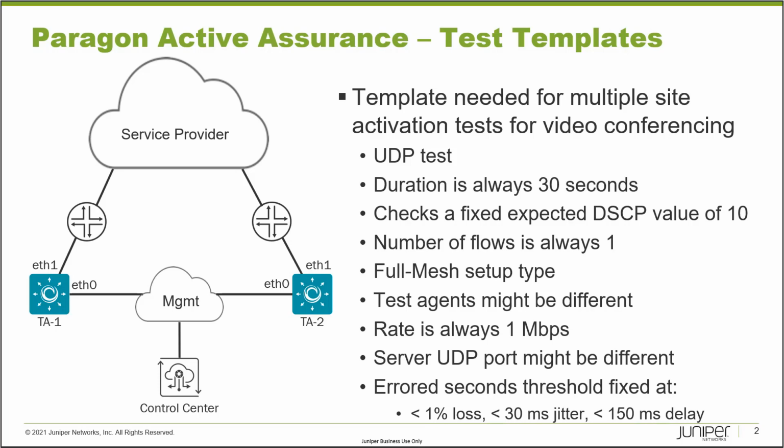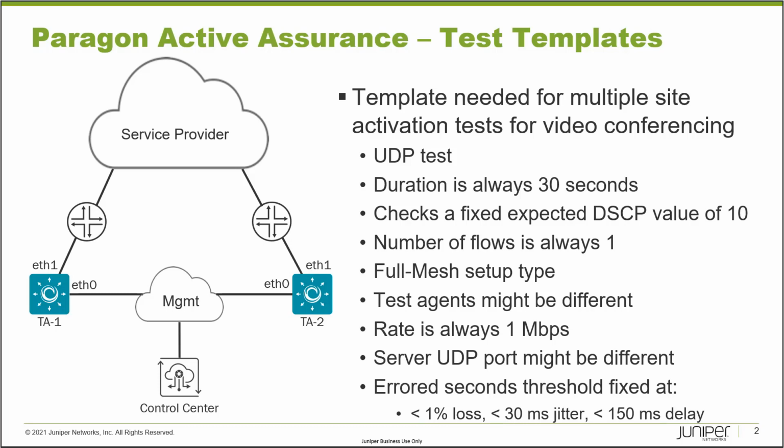And then the setup is going to be full mesh, and that's another static value. Now, test agents might be different. We only have the 2 test agents in my current setup, but say in the future we might be adding additional test agents. The topology only shows a couple of test agents here, but maybe we have a bunch of other test agents in different parts of the network. So the test agents might be different, and we need to set that to a dynamic value. The bitrate is always going to be 1 megabit per second, so that sounds like another static value. Then the server port, which is a UDP port, might be different as well, so we need to set that to a dynamic value.